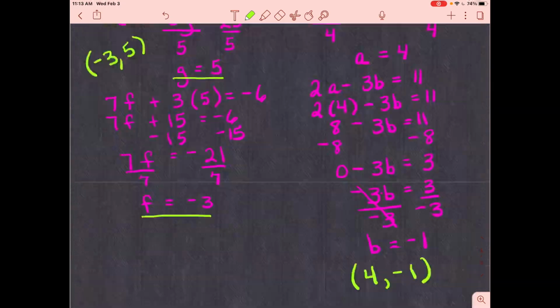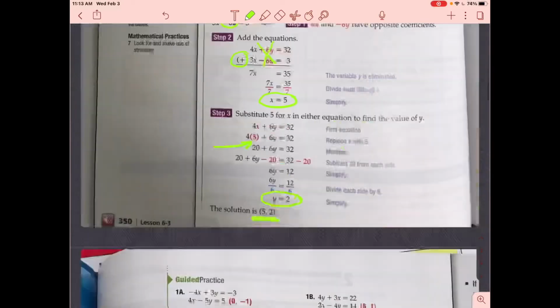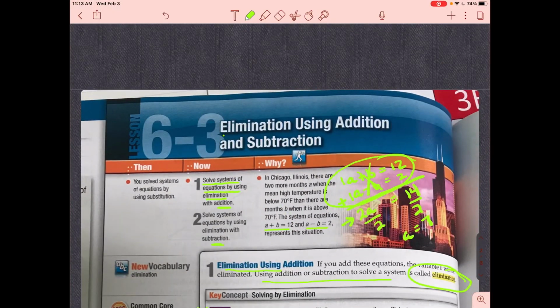Remember that what we did today was elimination using addition and subtraction, only I made the subtraction into addition by multiplying by negative 1, just because I like to do just adding. This is called elimination because we eliminate one variable so that we can solve for the other variable. And then using that information, we can go back and find our second variable. We need to find both of them, but we can only find one at a time.